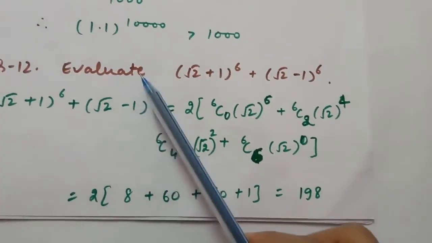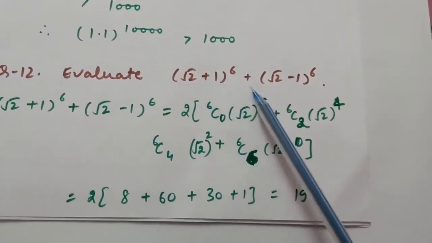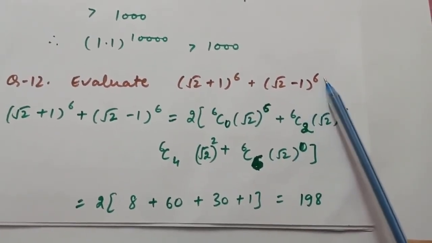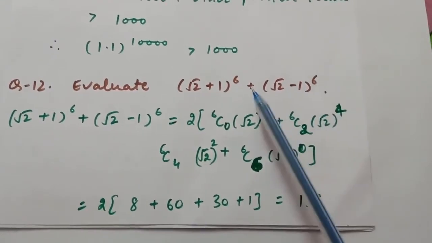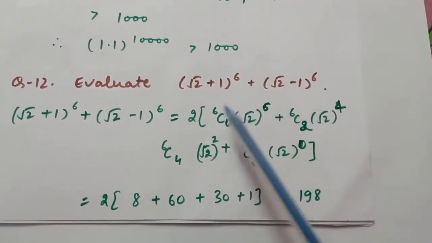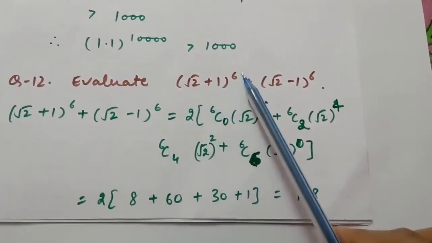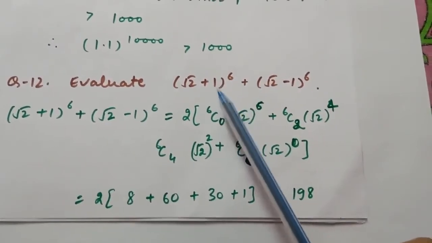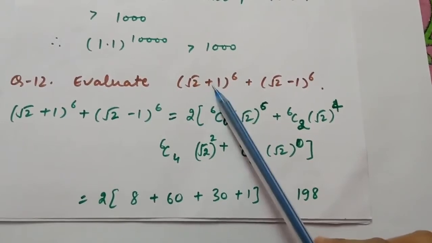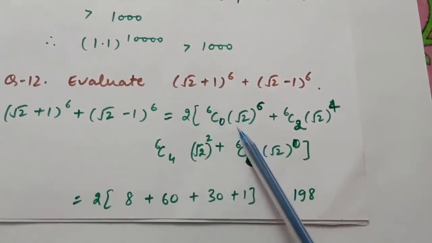Question number 12. Evaluate (root 2 plus 1) whole raised to the power 6 plus (root 2 minus 1) whole raised to the power 6. So now in the middle there is the sign of plus, therefore this will be twice the odd terms of (root 2 plus 1) whole raised to the power 6. If you don't know the odd terms, you can expand this by the binomial theorem and then take the odd terms. I have taken them directly.